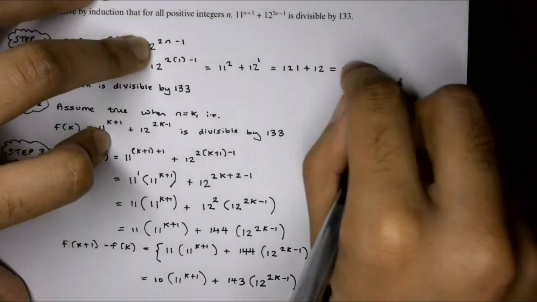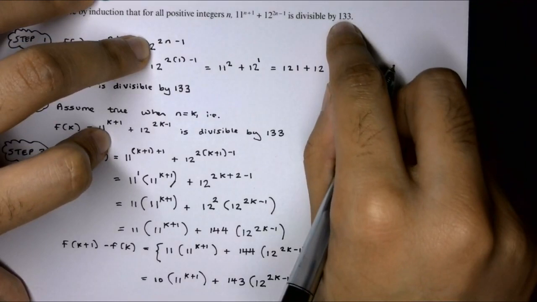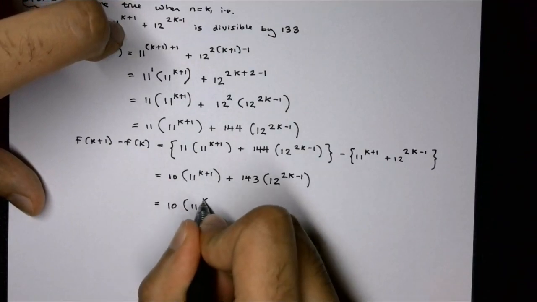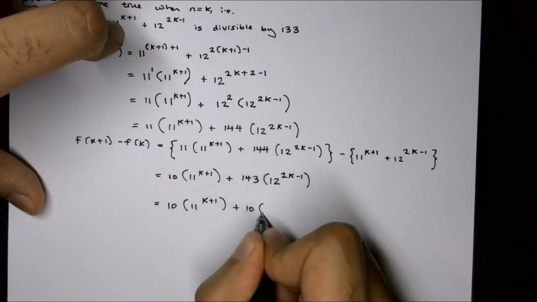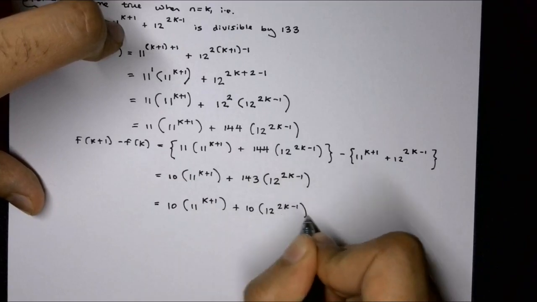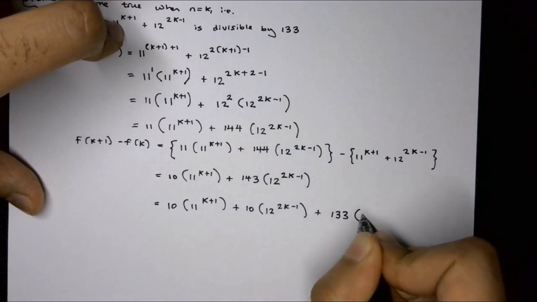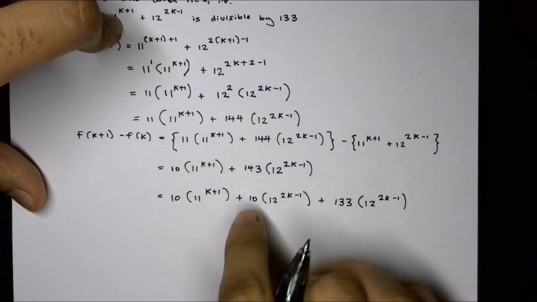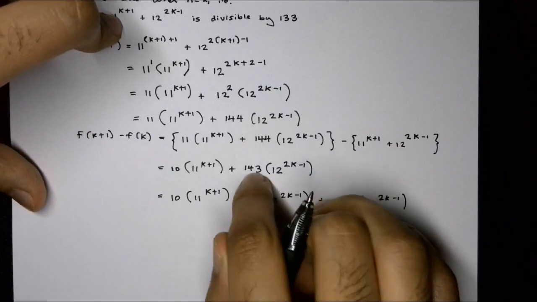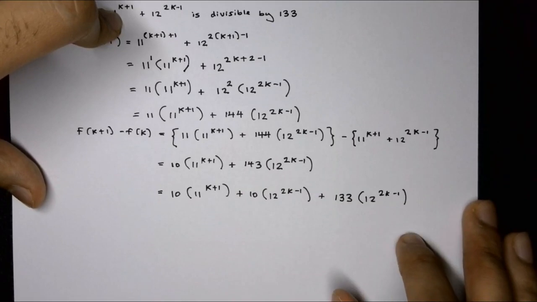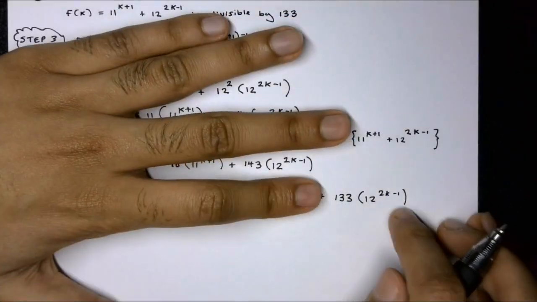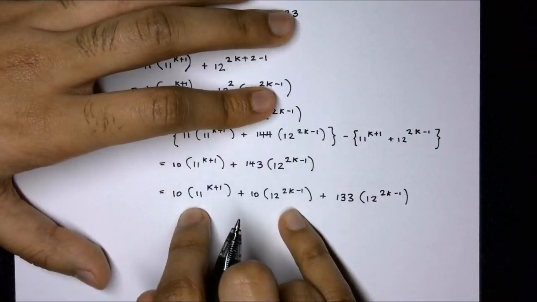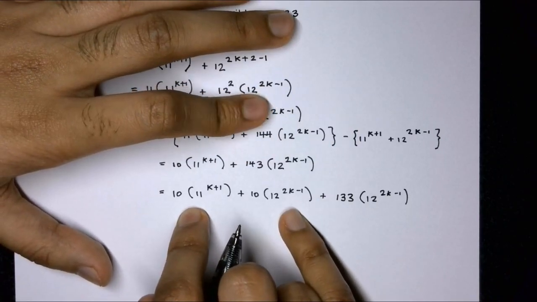Well, first of all, we want to show that the result is divisible by 133, and also here we've got a 10. So we've got 10 lots of 11 to the power of k plus 1 plus 10 lots of 12 to the power of 2k minus 1 plus 133 lots of 12 to the power of 2k minus 1. And of course the 10 plus the 133 gives the 143. Now why did I do this? Well, this result obviously here, all of this is divisible by 133. And somehow we need to show that this result here is also divisible by 133. How can we do that?